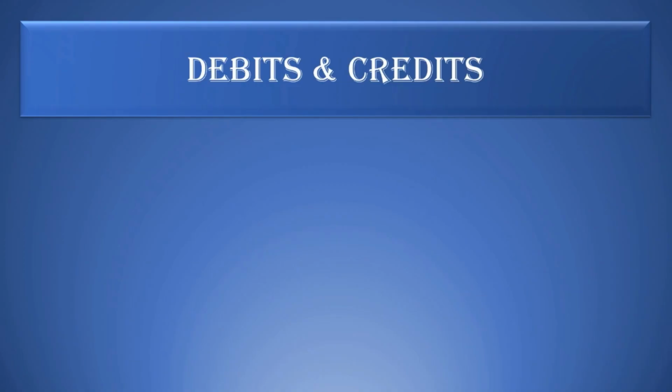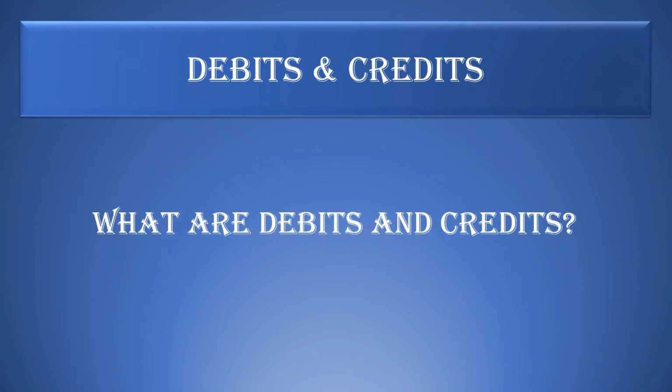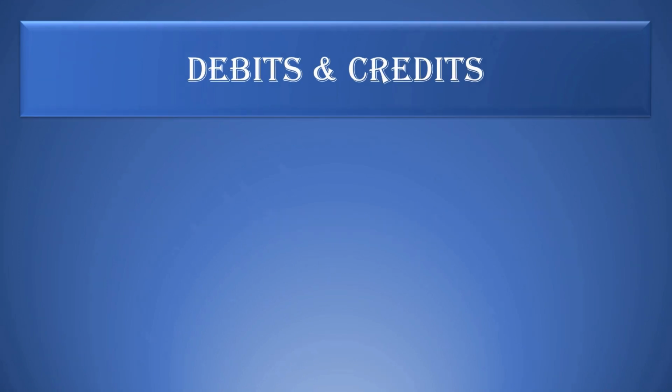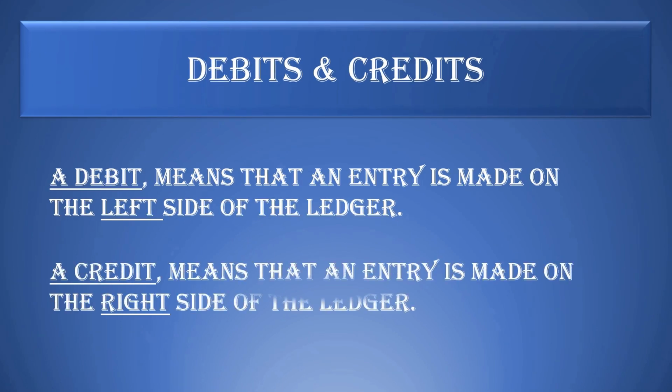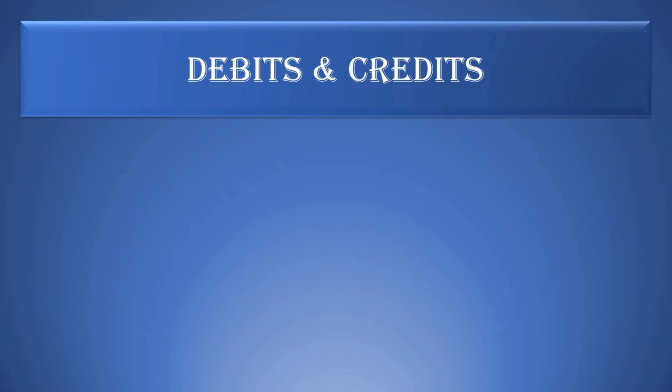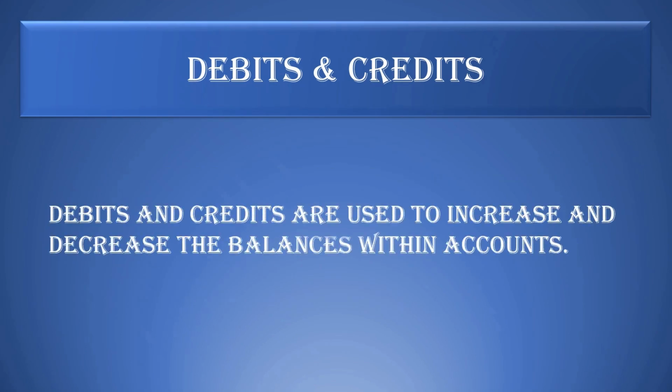All that we learned in this video so far brings us to the discussion of debits and credits. And the first question we should ask is, what are debits and credits? A debit means that an entry is made on the left side of the ledger. A credit means that an entry is made on the right side of the ledger. Debits and credits are used to increase and decrease the balances within accounts.